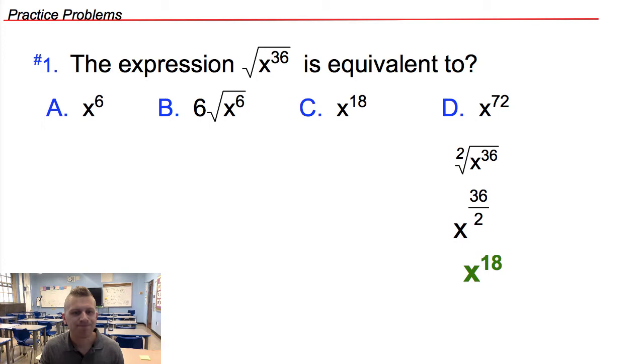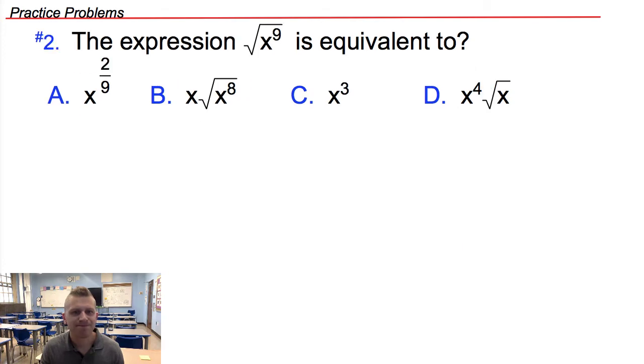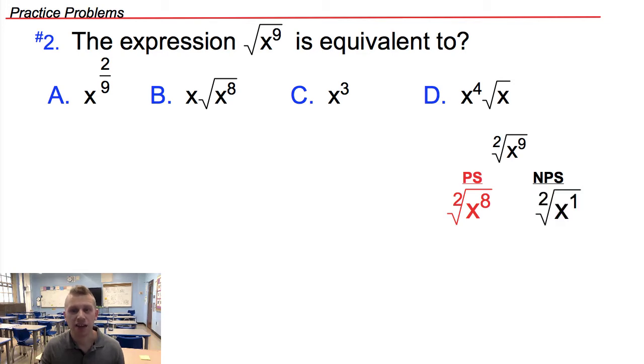Let's see if you can try another one. In this case here, x to the 9th for a square root, that's not a multiple of the index of 2, so this is not a perfect square. So I want to find the largest perfect square that goes into x to the 9th. If I count my multiples of 2, 2, 4, 6, 8, x to the 8th would be my largest perfect square. x to the 8th times what variable expression is x to the 9th? Well, that's going to be x to the 8th just times x as we're adding the powers. Here I can simplify 8 divided by 2 is x to the 4th.